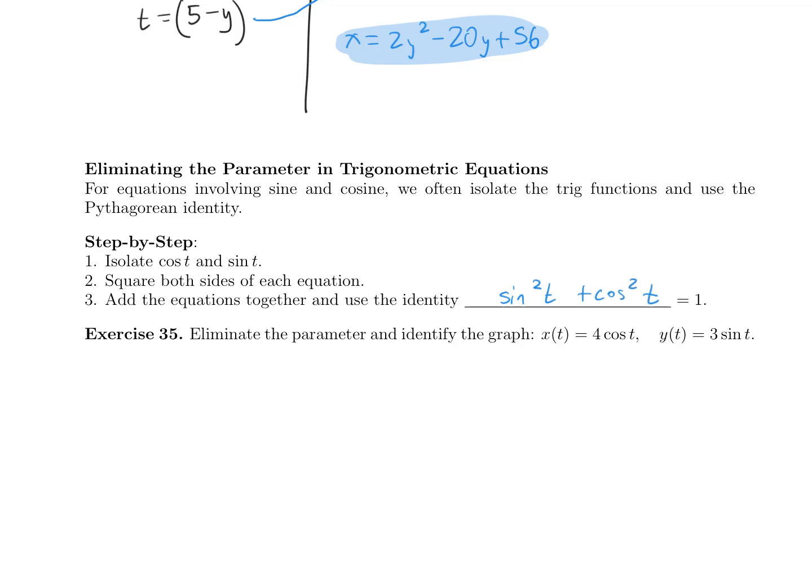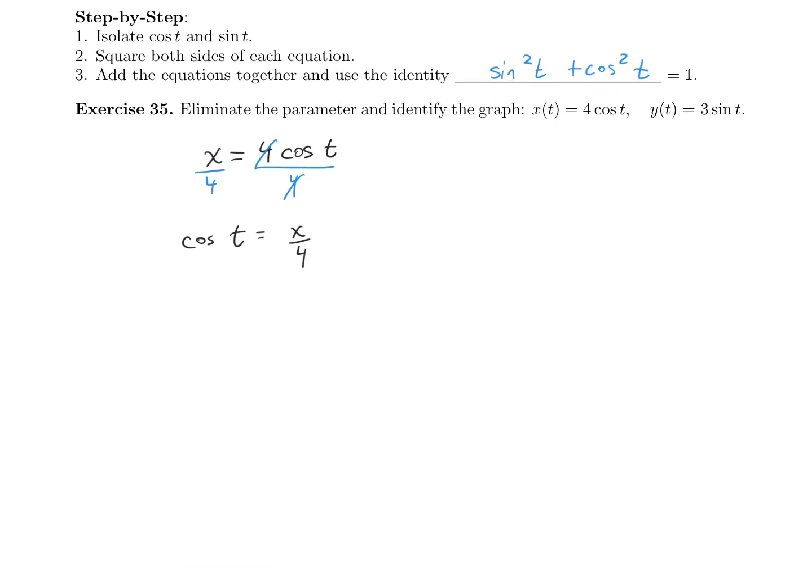Okay, so let's start with the x equation. X equals 4 cosine t. To isolate the cosine, you would divide both sides by 4. And now we have cosine of t is equal to x over 4. And now what we want to do is square both sides of the equation so that we can use the identity. So let's square both sides. And now that's going to give us cosine squared t is equal to x squared over 16.